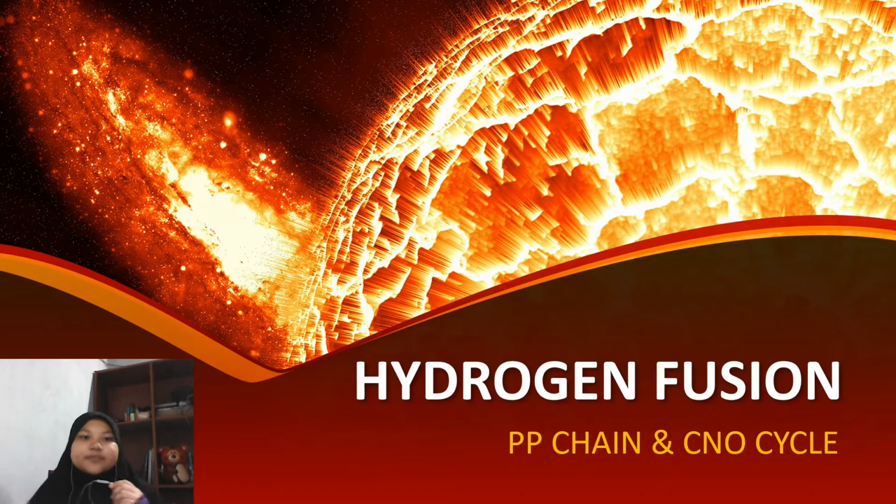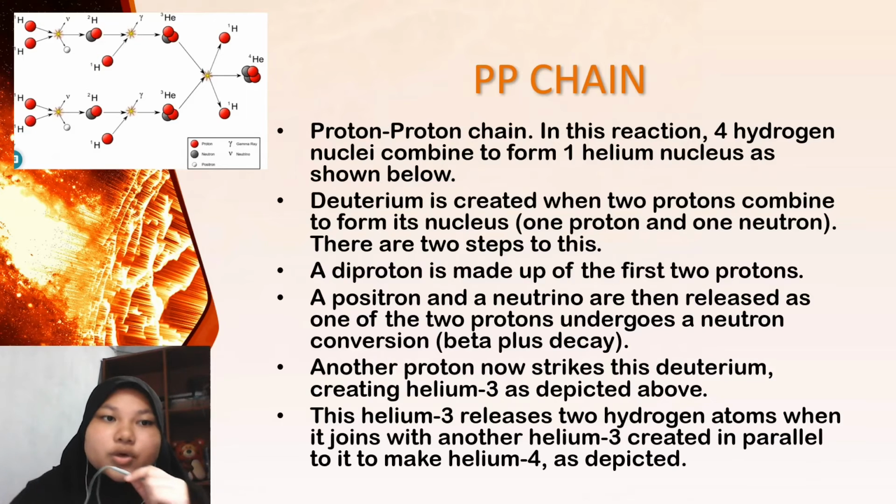The two most important reactions that fuse hydrogen into helium are the pp chain and the CNO cycle. The pp chain stands for proton-proton chain. In this reaction, 4 hydrogen nuclei combine to form one helium nucleus as shown in the photo given. So in this reaction, 2 protons come together and form a deuterium nucleus.